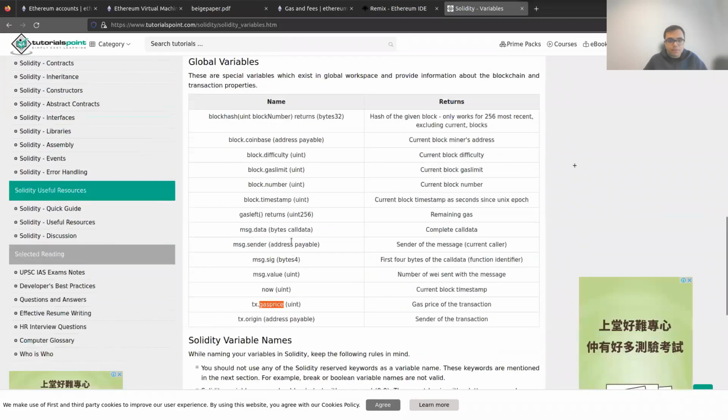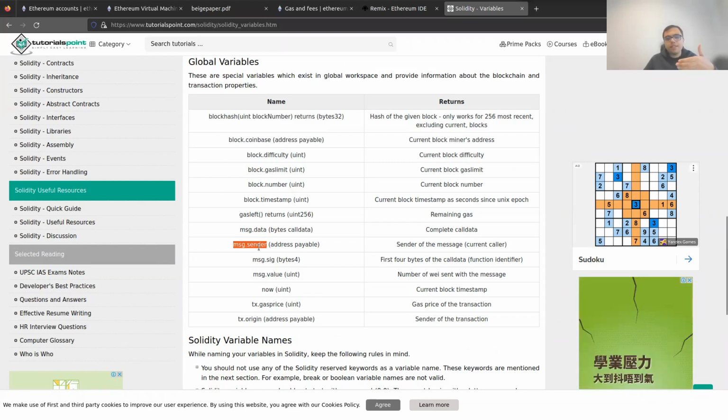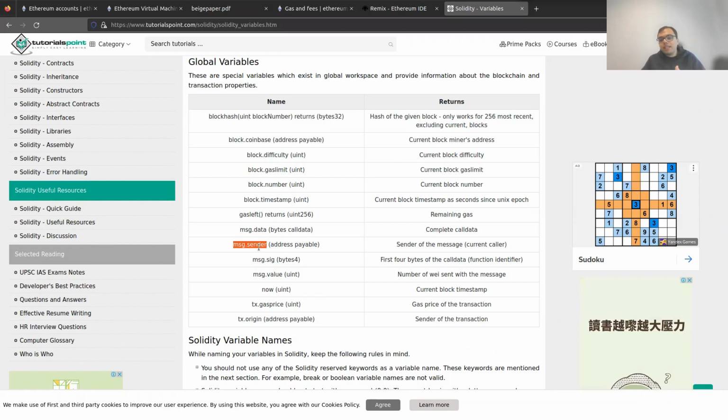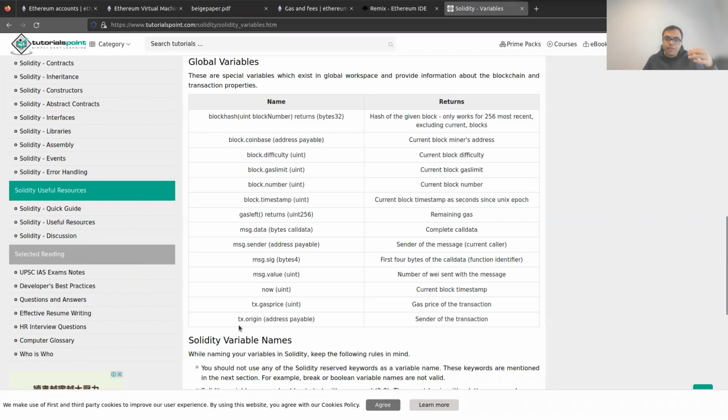But one really important point here is that you have two different things that you should know are not the same. One is msg.sender, which is the address of the account that is calling the current function. And then you also have tx.origin, and that's the origin of the transaction. That's the person who created the transaction in the first place. So tx.origin is always a normal account. It's an externally owned account. It can never be a contract.